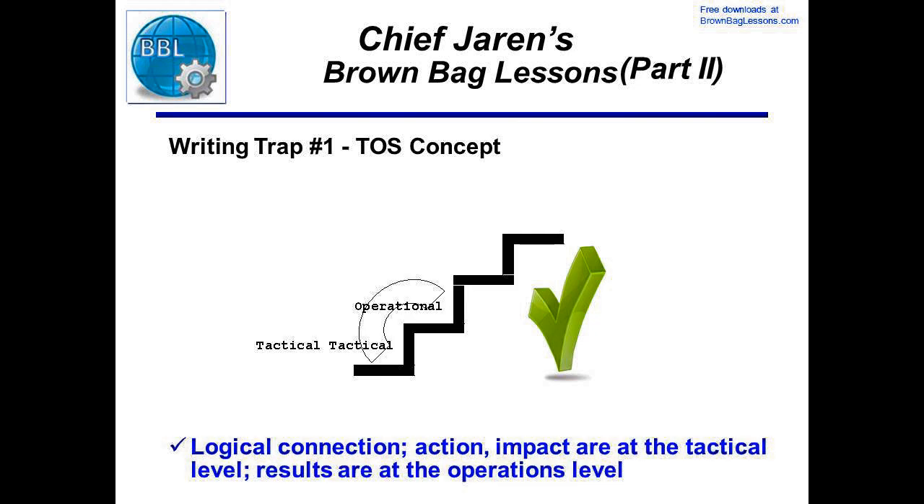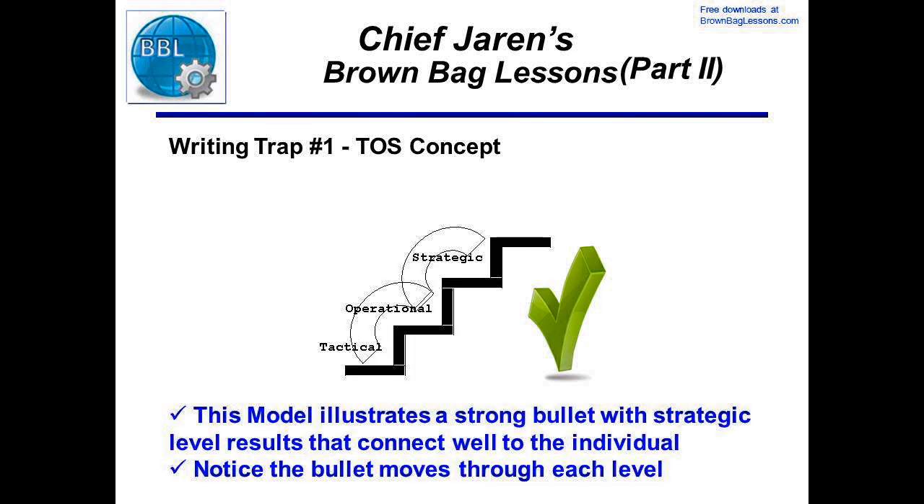Let's move to the next level. Here you have the three components: tactical, tactical, and then the bump up to the operational level. We looked at that bullet earlier. This is repairing the aircraft, returning it to service so that it can take off and fly. At the operational level, you can see how the person contributed to that result. This bullet makes sense. Here you see the natural progression from the tactical all the way to the strategic level. This model illustrates a strong bullet and the strategic results connect.